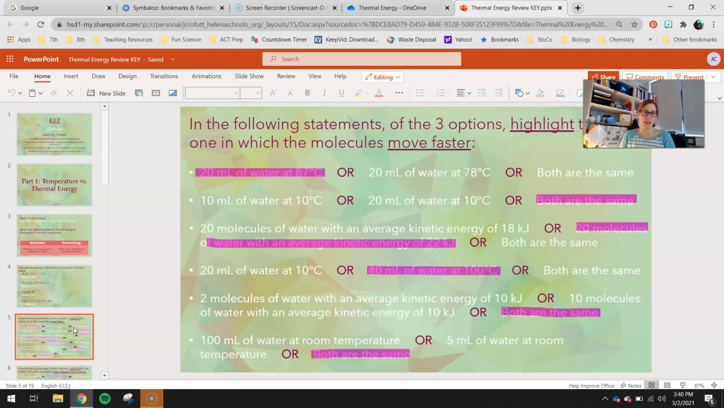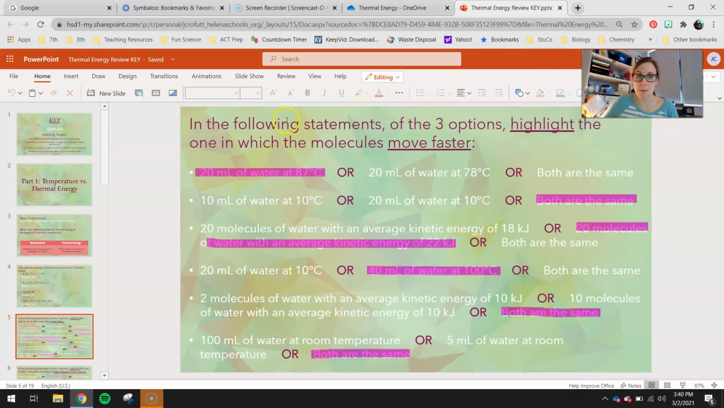All right, moving on. The next three slides all ask you this question and then have you highlight the option that best describes the statement. For this slide, we're looking at molecules that are going to be moving faster. Our options were 20 milliliters of water at 87 degrees Celsius or 20 milliliters of water at 78 degrees Celsius. If we're just looking at one molecule, this first one, highlighted at 87 degrees Celsius, has a higher temperature. Therefore, all the molecules have a higher kinetic energy and are moving faster.